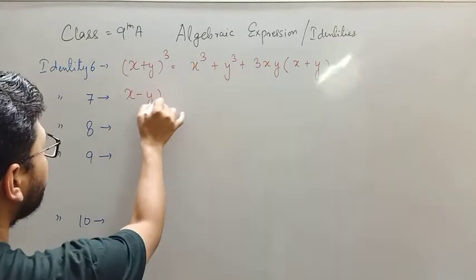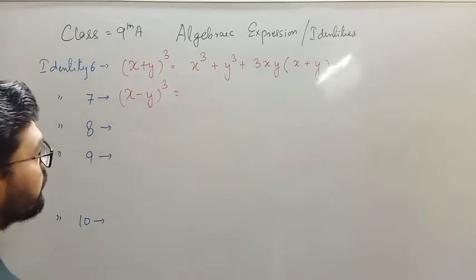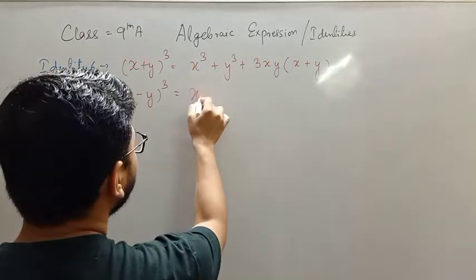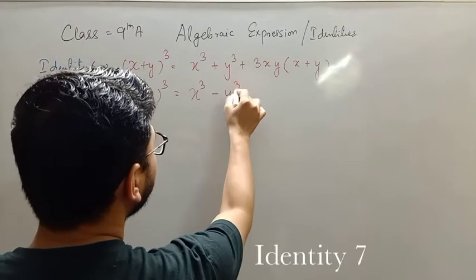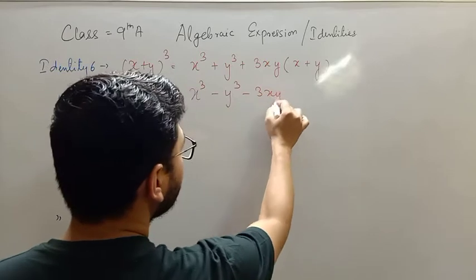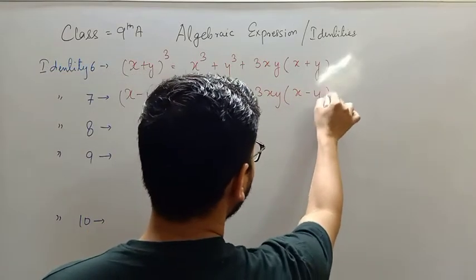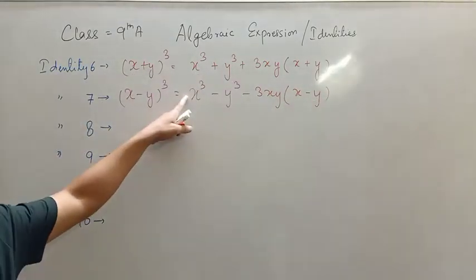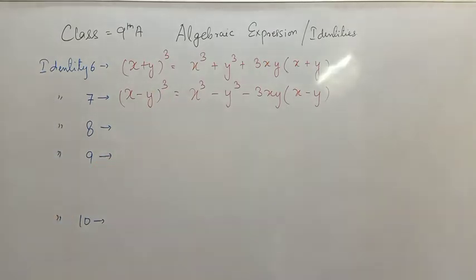(x - y) whole cube, in that case, is x cube minus y cube minus 3xy(x - y). So all the signs are negative except this one, this is positive. Okay, any doubt?